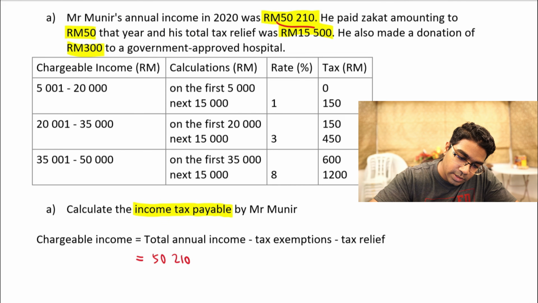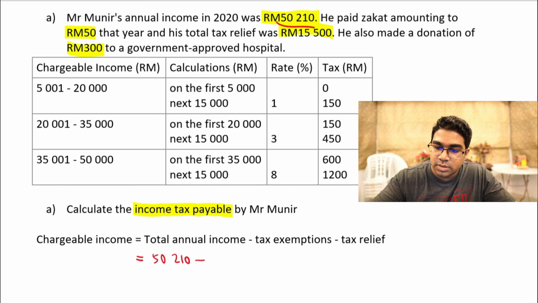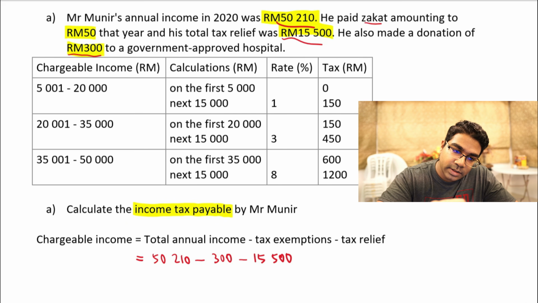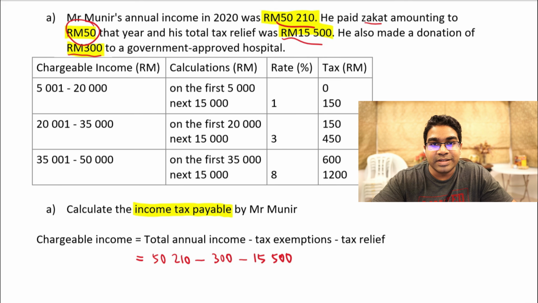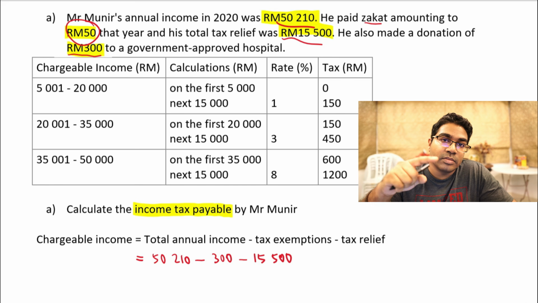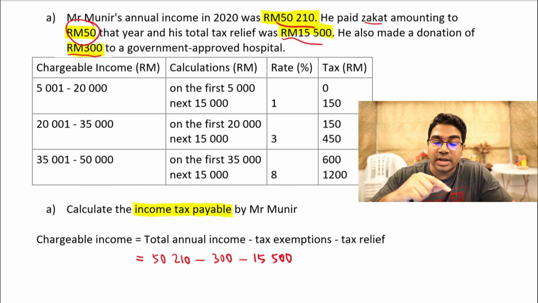50,210 ringgit, and then we subtract exemptions. So here he's made 300 ringgit donation to government approved hospital. So this will be the tax exemption, and then we have the tax relief, 15,500 ringgit. Now what about the zakat? Zakat will come as a rebate. Rebate is only included in the second step of the calculation, not in the first step. First step is chargeable income.